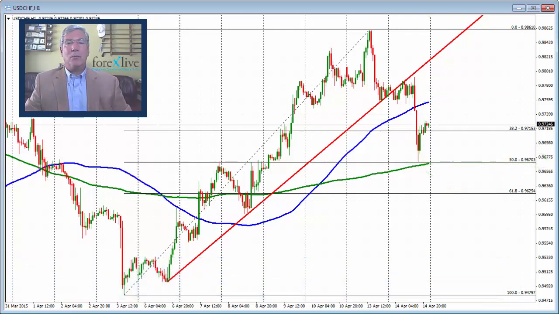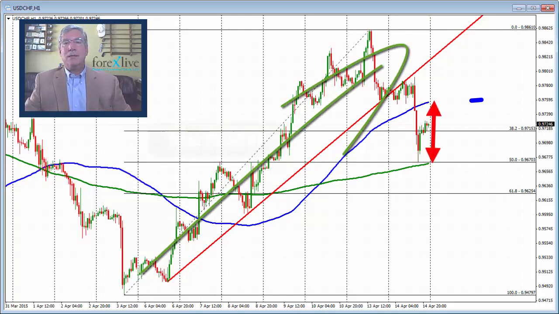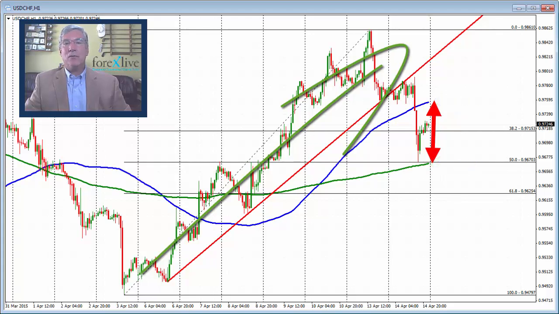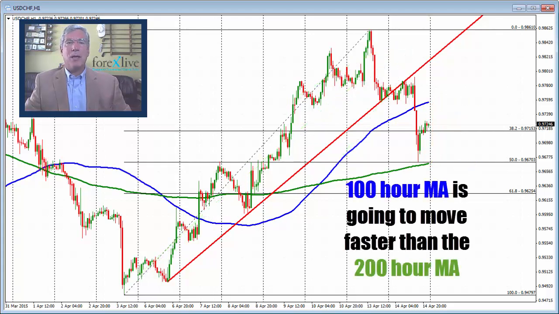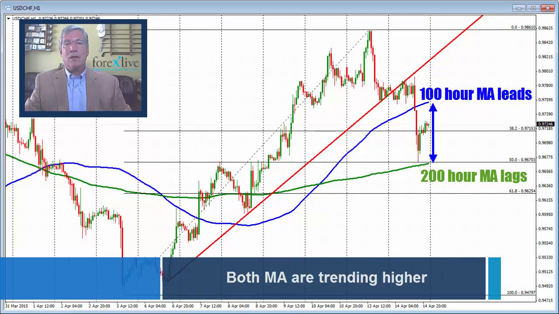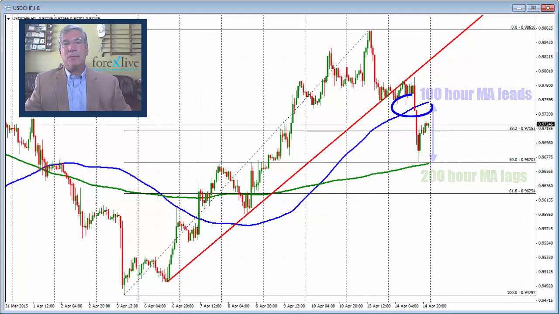When the 100 and 200 bar moving average are far apart, it says the recent trend has been pretty strong. In the dollar versus Swiss, the main trend on the hourly chart has been to the upside. Since it is a decent trend, the 100-hour moving average is going to move at a faster pace than the 200-hour moving average. This creates a distance between the two moving averages. One leads, one lags, but both are trending higher. Now, if you get a fairly quick correction in the opposite direction of the trend, the price typically stalls first at the 100-hour moving average.